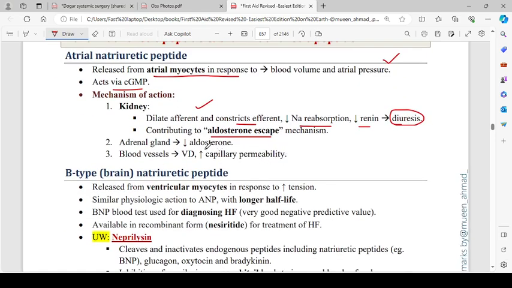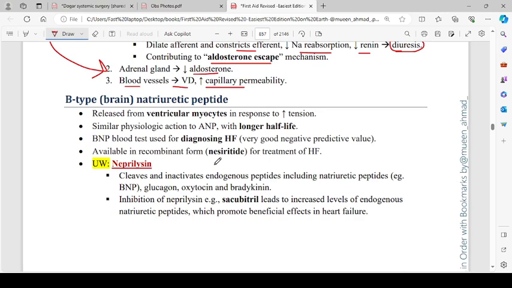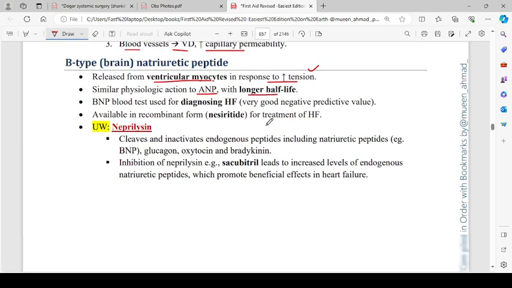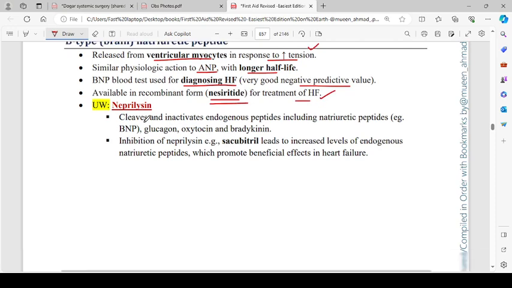Then the adrenal gland. ANP acts on the adrenal gland to decrease the aldosterone level and acts on the blood vessels to cause vasodilation and increase capillary permeability. BNP is released from the ventricular myocytes in response to increased tension, with a similar physiologic action to atrial natriuretic peptide but a longer half-life. BNP is a blood test used for diagnosing heart failure, with very good negative predictive value. It is available in a recombinant form, nesiritide, for the treatment of heart failure.